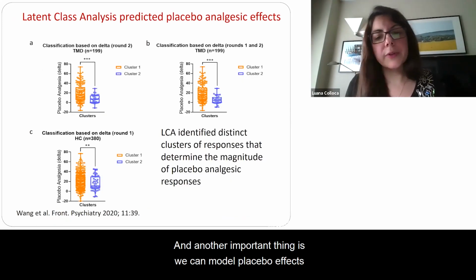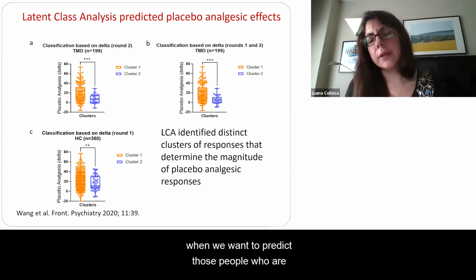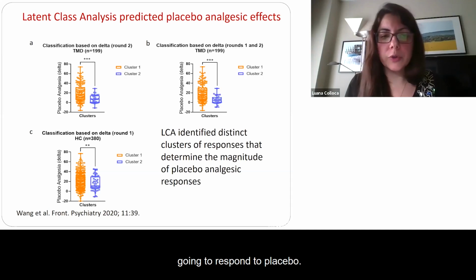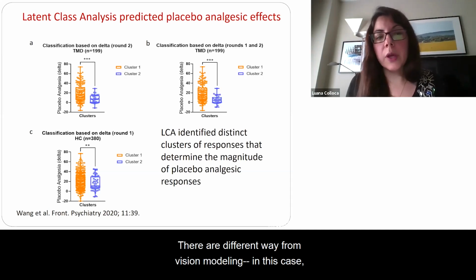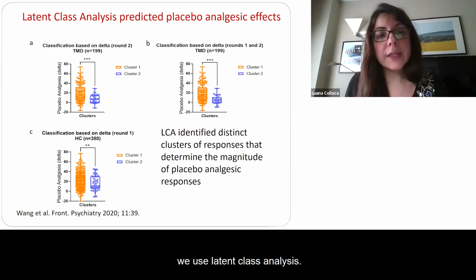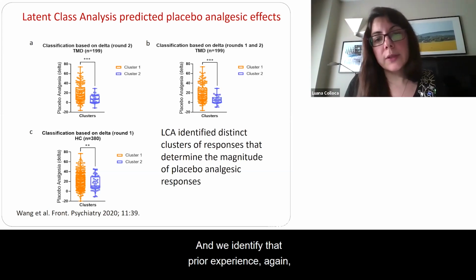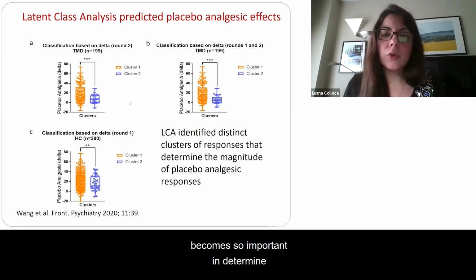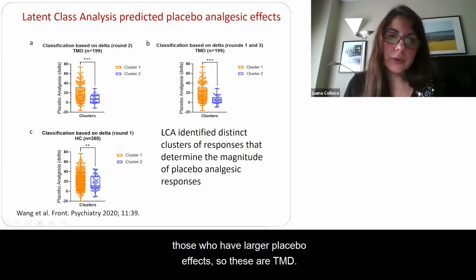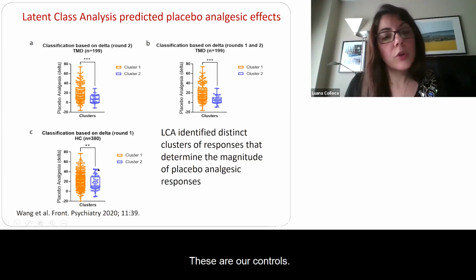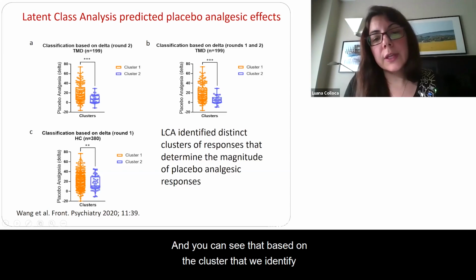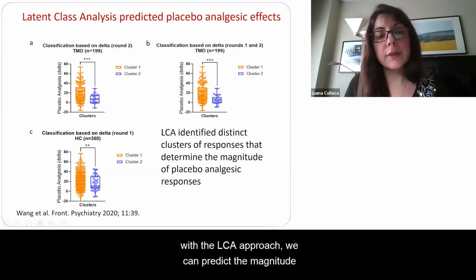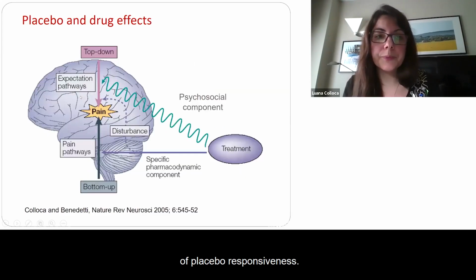Another important thing is that we can model placebo effects when we want to predict those people who are going to respond to placebo. There are different ways, from Bayesian modeling. In this case, we use latent class analysis, and we identify that prior experience again becomes so important in determining those who have larger placebo effects. So these are TMD, these are controls, and based on the clusters that we identify with the LCA approach, we can predict the magnitude of placebo responsiveness.